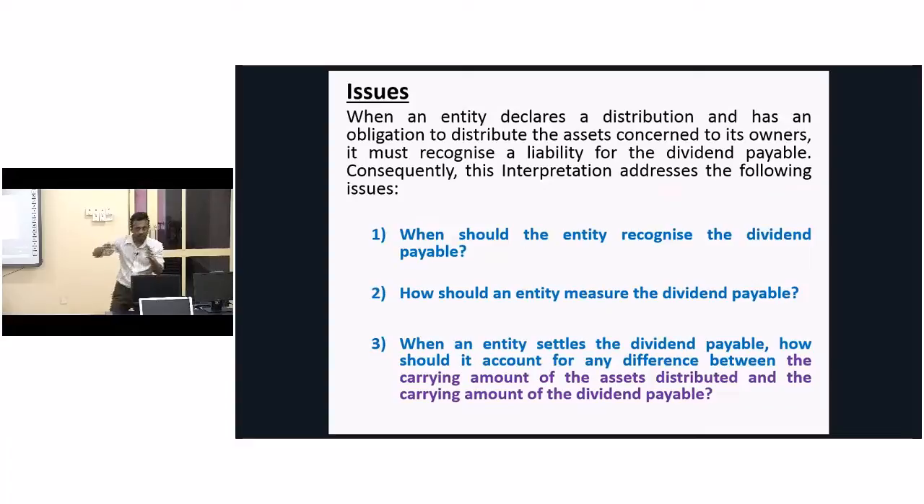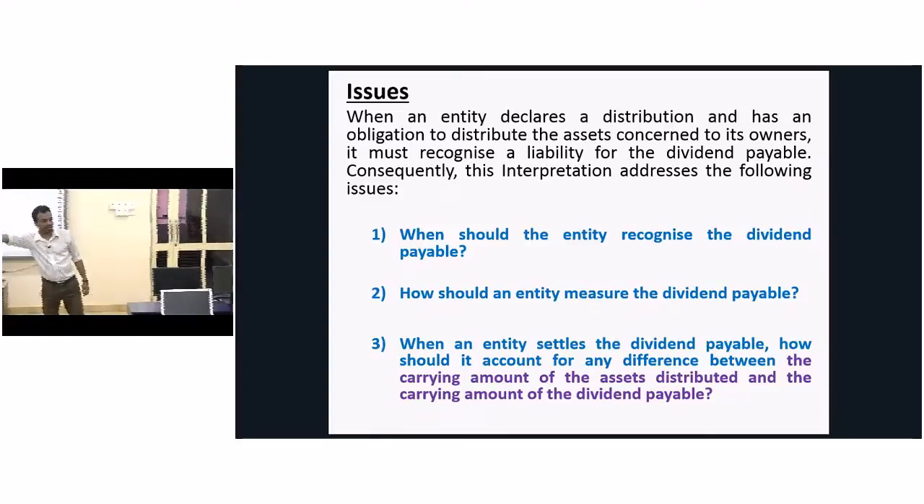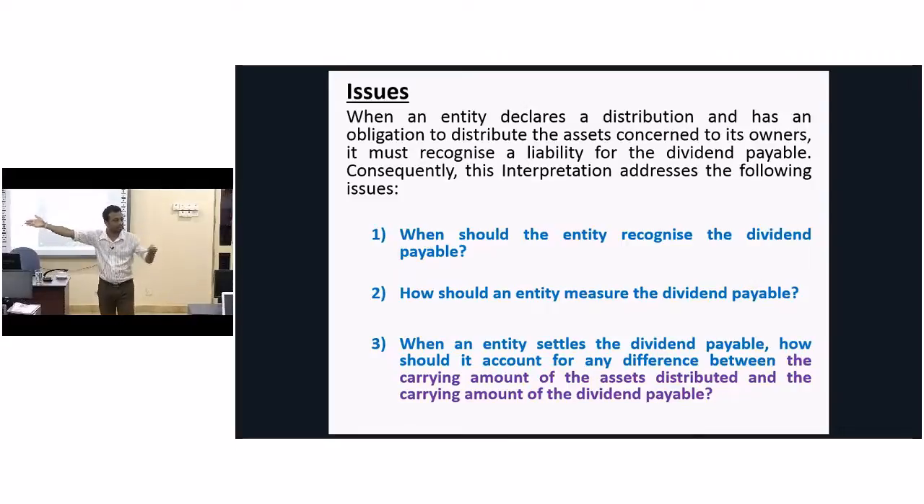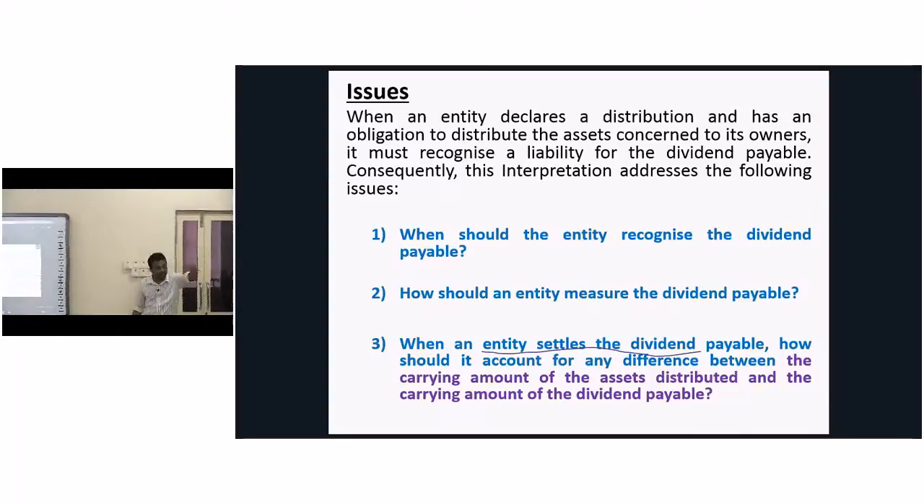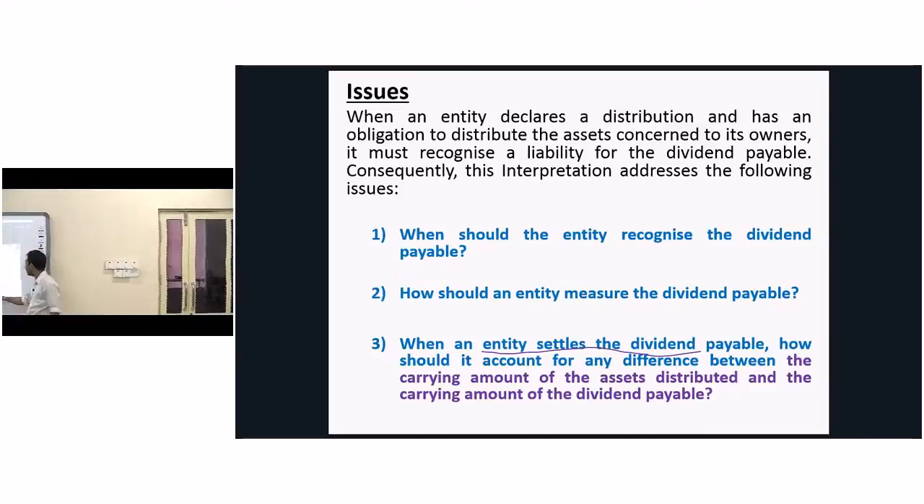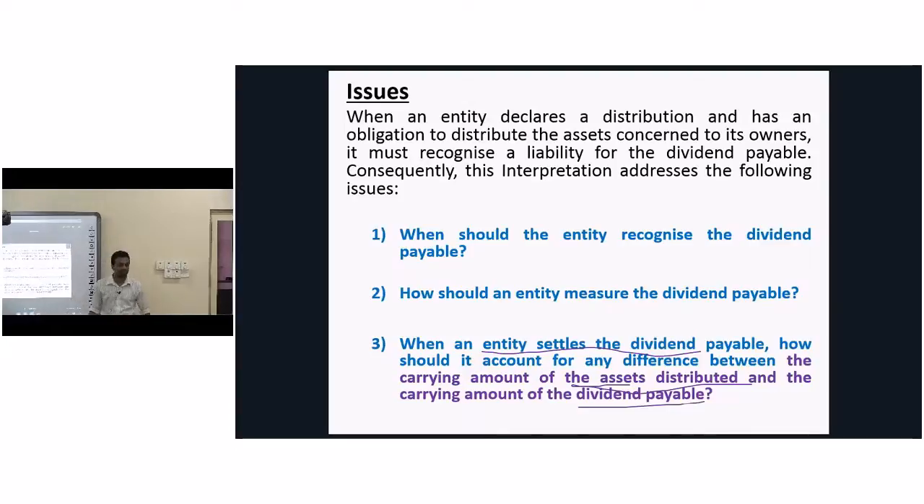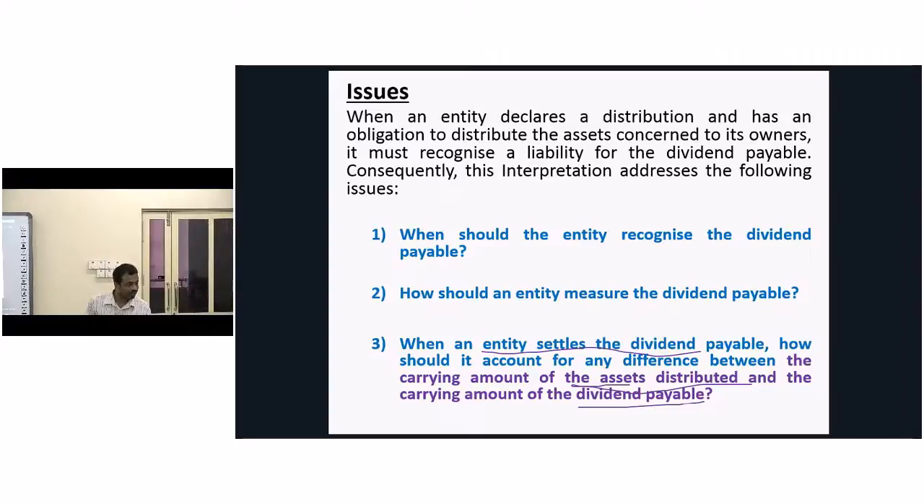Understand? At the end of the year, value the liability. When I settle on April 10th, I should see what is the actual choice of my shareholders. Will they take cash? Will they take goods? When do I actually know? At the date of settlement. Look, 3 different dates. So it says, when an entity settles the dividend payable, how should it account for any difference between the carrying amount of the assets distributed and the carrying amount of the dividend payable? I thought I would give this much in gift vouchers and this much in cash, but it may not turn out that way. There may be a difference. So then how to account for the difference? Understand? So we'll see.